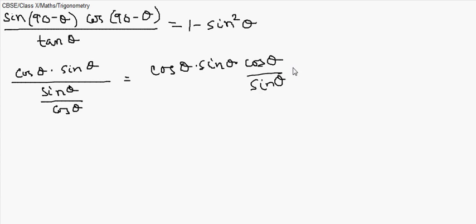Was there a minus symbol? No. So this is equal to, I'm getting this cancelled, so this is cos square theta. Now cos square theta plus sine square theta is 1, so cos square theta can also be written as 1 minus sine square theta. Wasn't this very simple? Okay, let me take one more proof and then we move on to the evaluation of complementary angles.